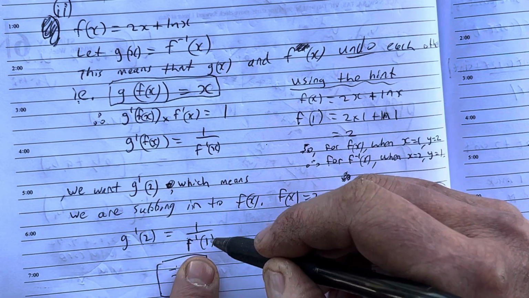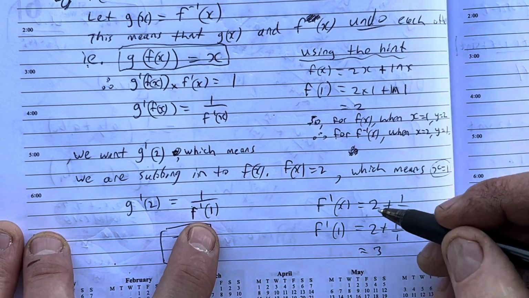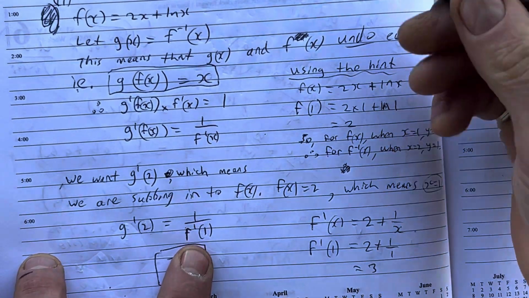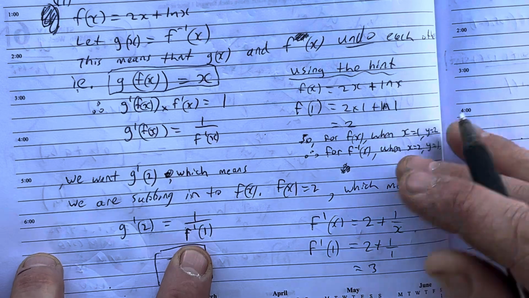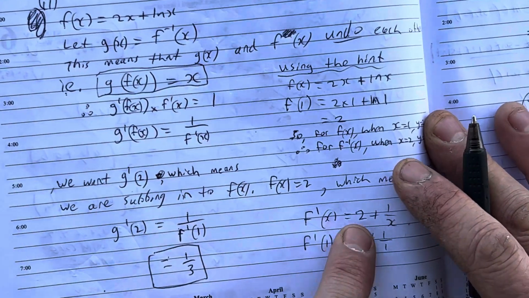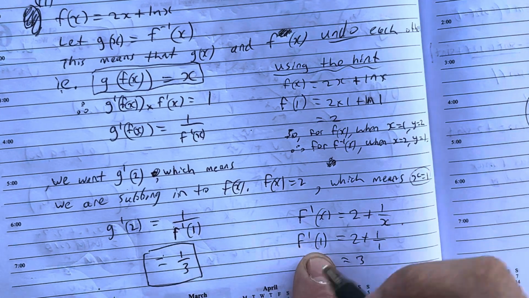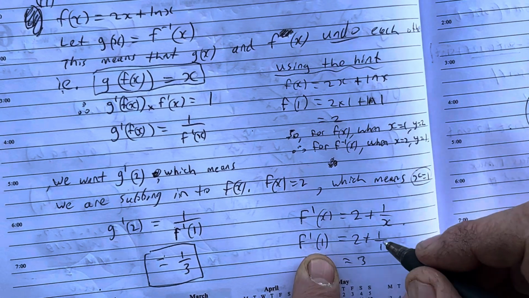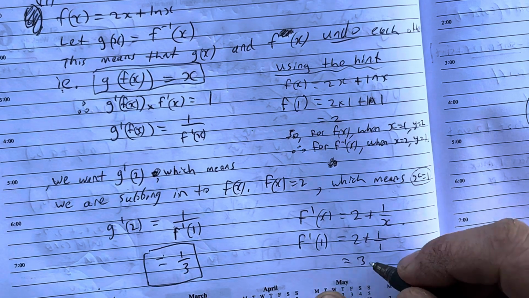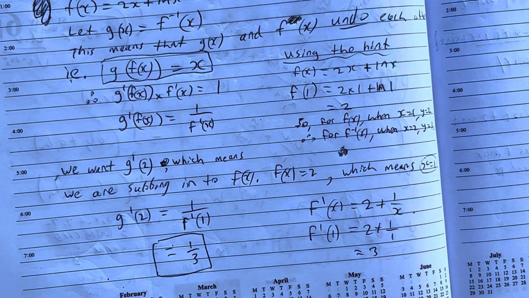And it's not quite finished, really close, because you've got to say, what is f'(1)? Well, do we know f'(x)? Yeah, because we did it in the first part. The derivative of 2x plus log x is 2 plus 1 over x. And then you sub in 1 because you want f'(1). So you get 2 plus 1, so you get 3. So it's actually 1 over 3. Nice, simple little question that on the surface is really hard looking.